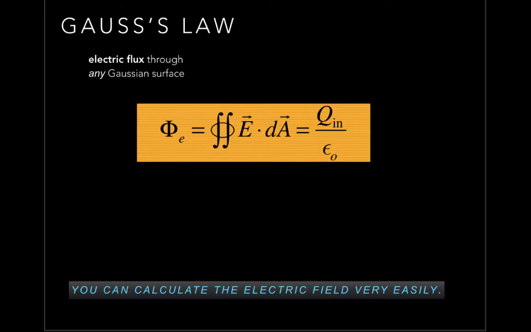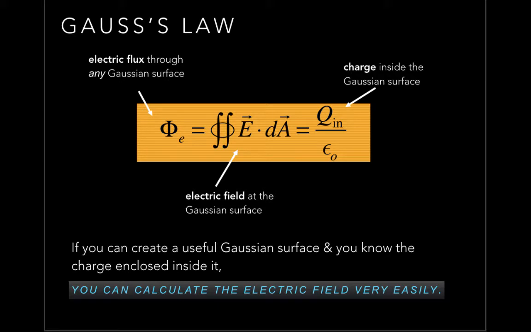So here's the electric flux through any Gaussian surface. This is the charge inside the Gaussian surface. Sometimes it's called Q in, sometimes it's called Q enclosed. And this is the electric field at the Gaussian surface.